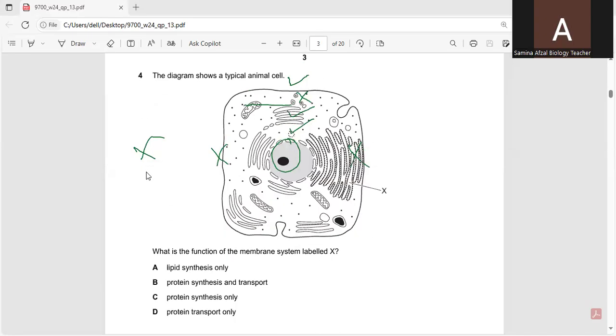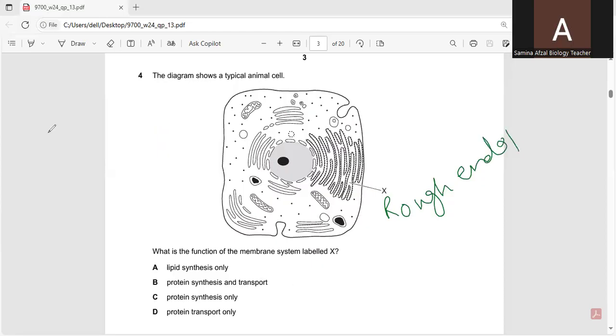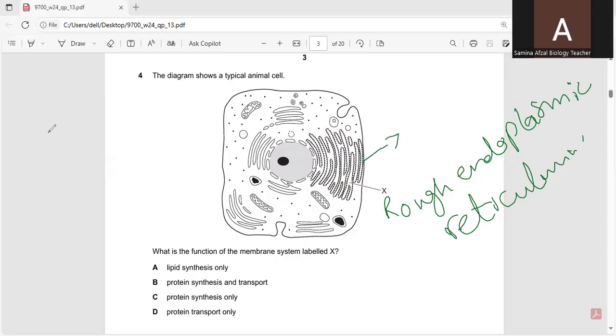Now question number 4. The diagram shows a typical animal cell. What is the function of the membrane system labeled X? It is the rough endoplasmic reticulum, because ribosomes are present on them. These dot-like structures are ribosomes.